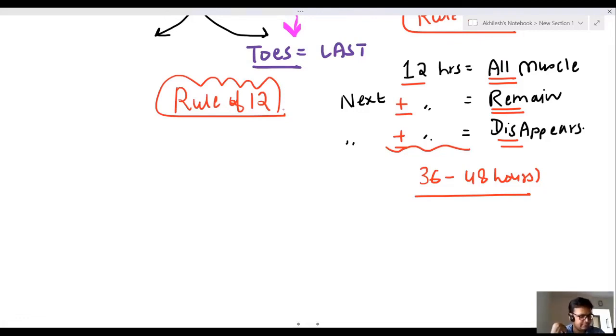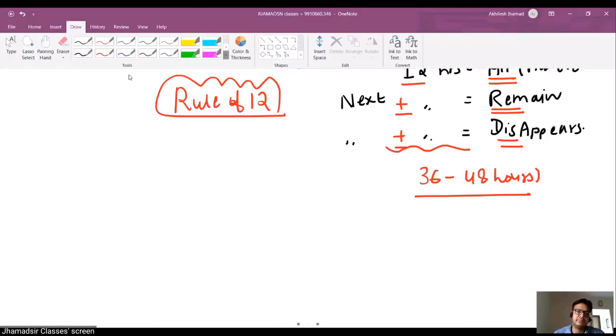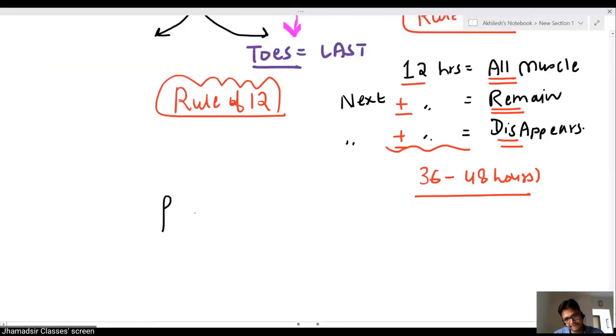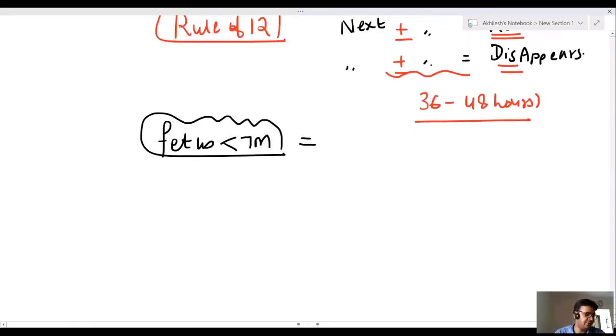Rigor mortis. Now, in a fetus below 7 months of age, it is not seen, very feeble. Fetus below 7 months of age, generally not seen.